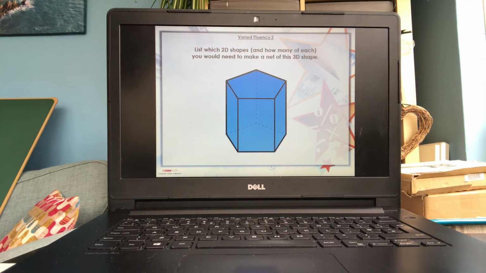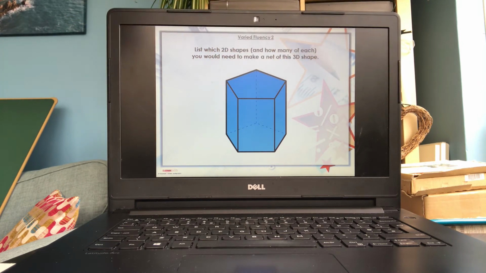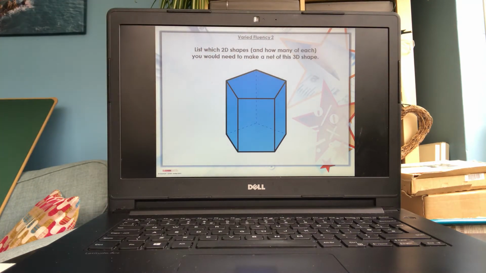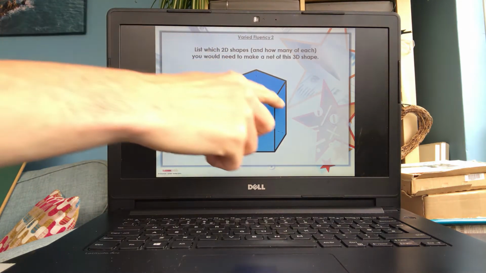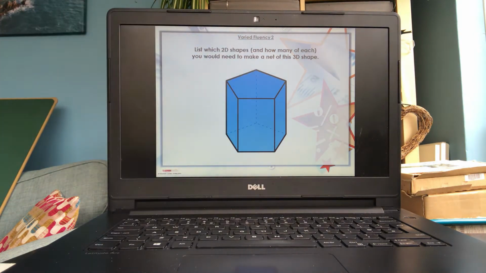List which 2D shapes and how many of each you would need to make a net of this 3D shape. Okay. So, this is a pentagonal prism. So, we've got to name the 2D shapes that make it and how many. So, on the top, we've got a pentagon. On the bottom, we're also going to have a pentagon. So, it's two pentagons. Okay, then we know we can see one rectangle. How many rectangles will make up the rest of the shape?